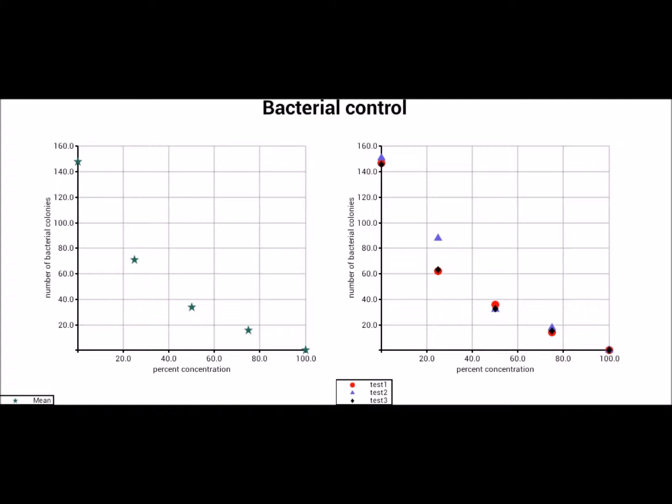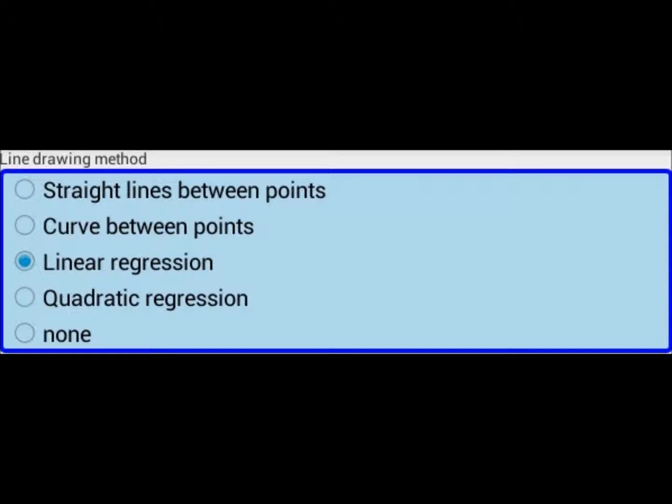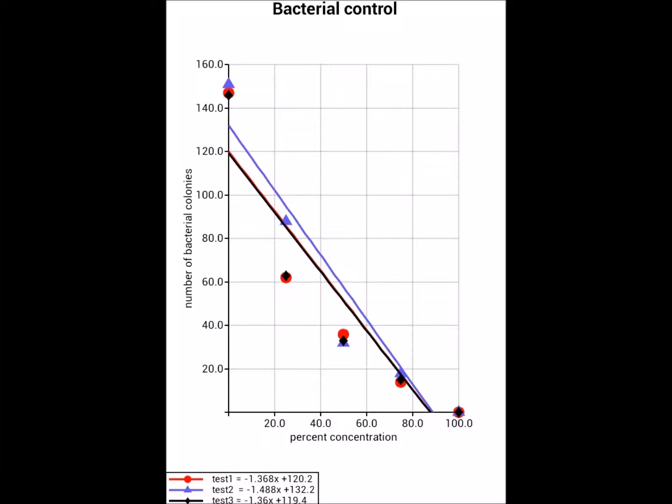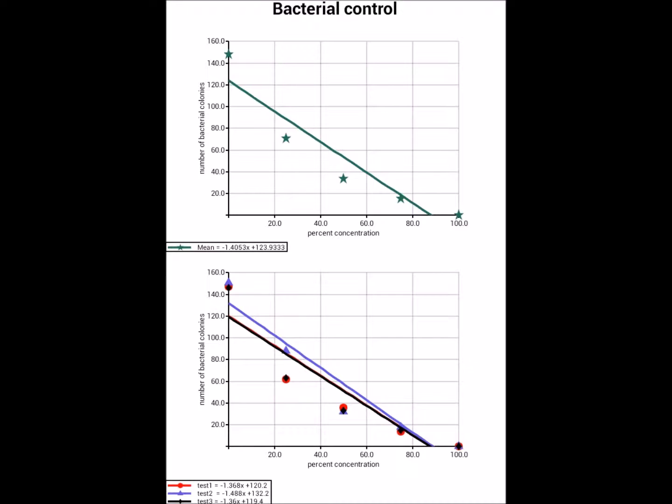Let's see what happens if you fit a straight line to the data. Select the settings icon at the top of the screen again, and this time select Linear Regression, then OK. BridPlot displays the equation of the line in the key box. That is not a very convincing fit. It looks as though the effect of increasing the concentration trails off.